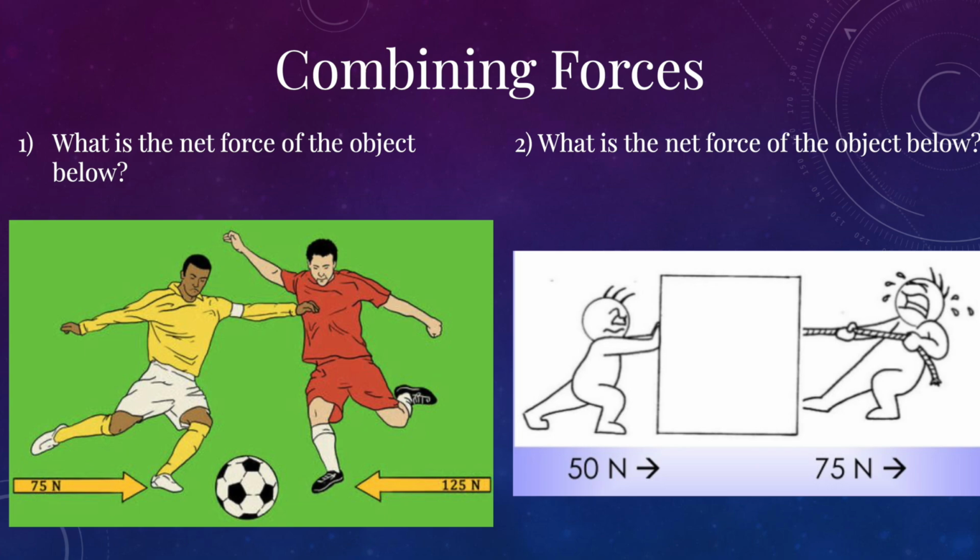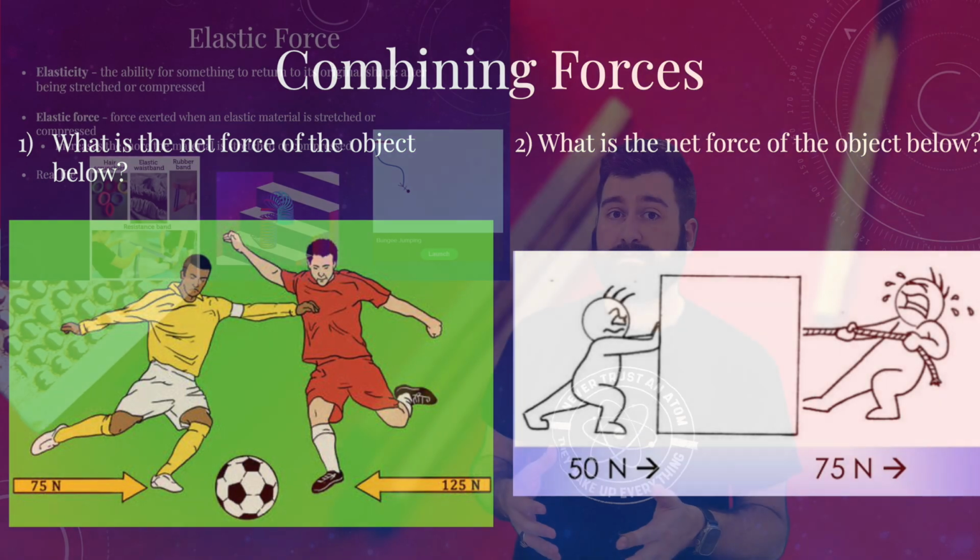This other picture, what is the net force of the box? Well, the character pushing is applying 50 newtons of force to the right, and the character pulling is applying 75 newtons of force also to the right. Since these forces are being applied in the same direction, you find the sum of them. 50 newtons plus 75 newtons results in 125 newtons being applied to the right.